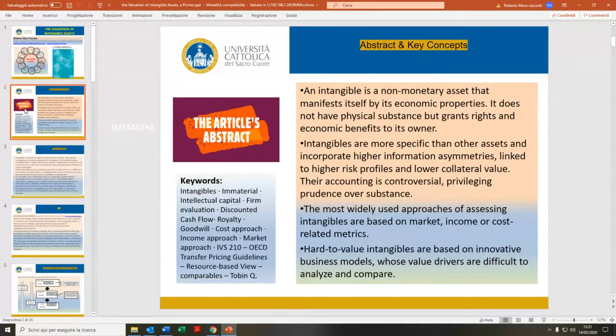The most widely used approaches of assessing intangibles, according to the International Valuation Standard 210 that we are about to see in the next slides, are based on market, income, or cost-related metrics. We might also consider hard-to-value intangibles that are based on innovative business models and whose value drivers are difficult to analyze and compare.